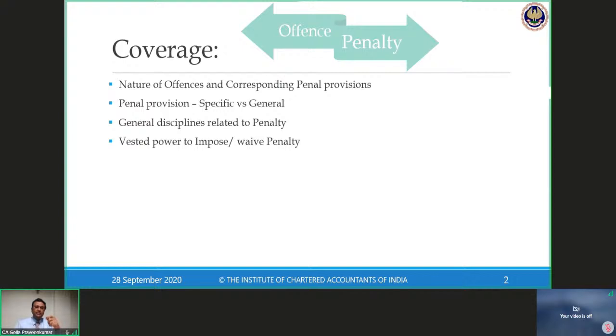Condonation, where there is a plea or where there is ignorance, when there is a relaxation given by a law or an officer's consent in relation to a particular violation. So we will see this particular vested powers of the officer and when he can waive off that particular penalty.